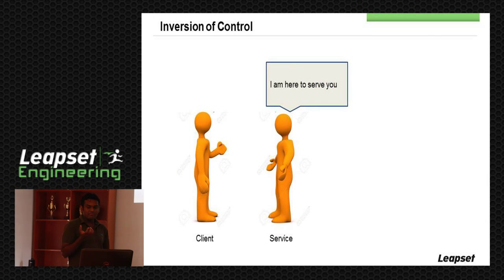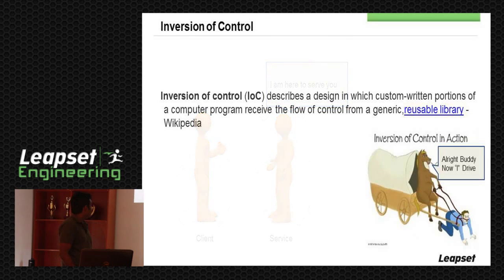So that is where the inversion of control mechanism comes in. Inversion of control is simply inverting the control. So after this, the client will not call the service, but the service will call the client. The client doesn't know about the service, but whenever the service is needed, the service will be there without the client calling it. Control.